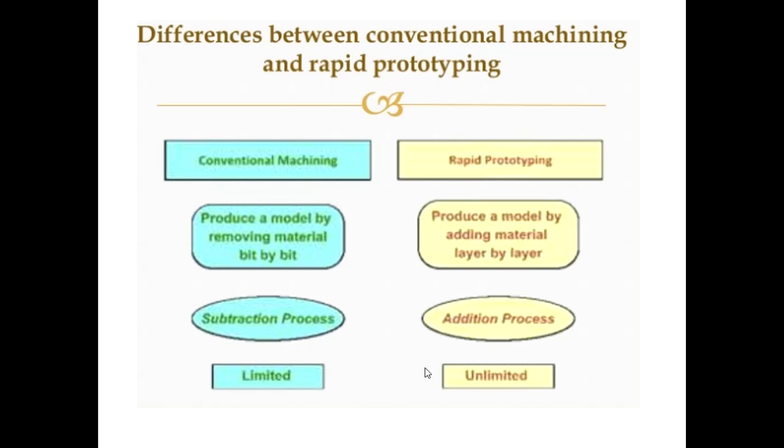Once you deposit one layer, you have to deposit another layer, then the third layer, like this. So this continues. The number of layers will be there, and the component can be built by addition of one layer over another layer. So this is layer by layer manufacturing, and it is an addition process in comparison with the subtraction process of your conventional manufacturing.